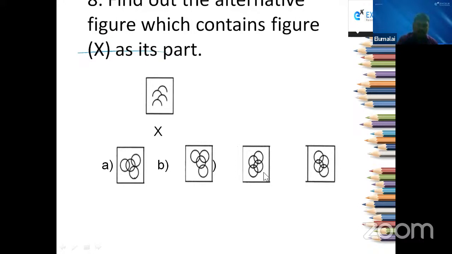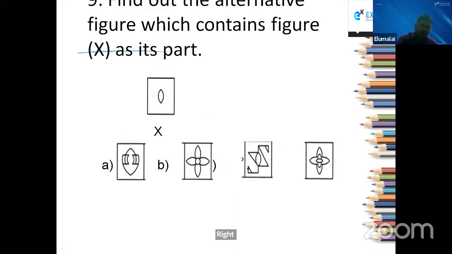Yes. It is in option C. Good. Right, so option C is the correct answer here. Now this one is very simple. You could have the same thing here. Right, that's it.